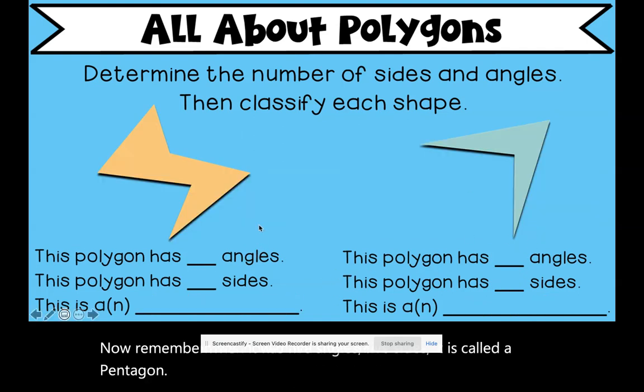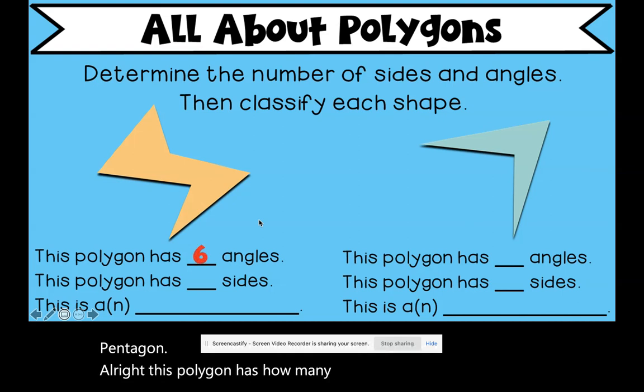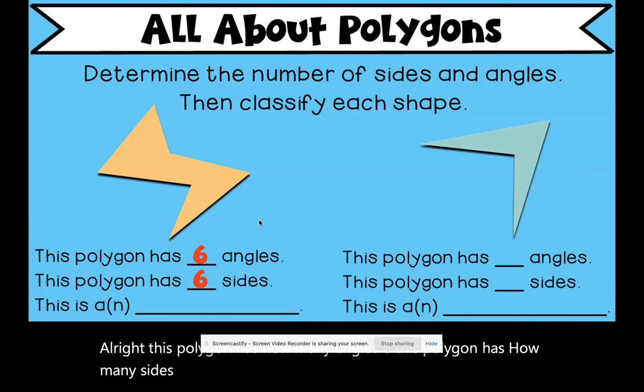All right, this polygon has how many angles? 6. This polygon has how many sides? 6. And this polygon is called a hexagon.